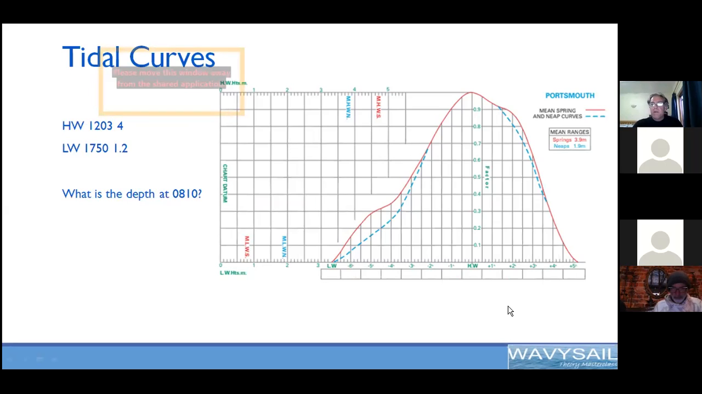Who can I see on video? Somebody just speak up when you think you've had enough time. It's not a difficult one, but that is the standard Admiralty tidal curve, and that's how they work for pretty much all ports that the Admiralty record tide for. It includes Cape Town as well, by the way. You can get an Admiralty tidal curve for here.